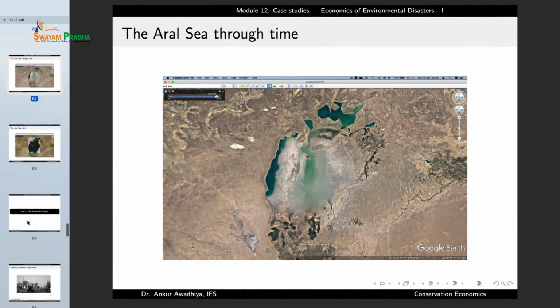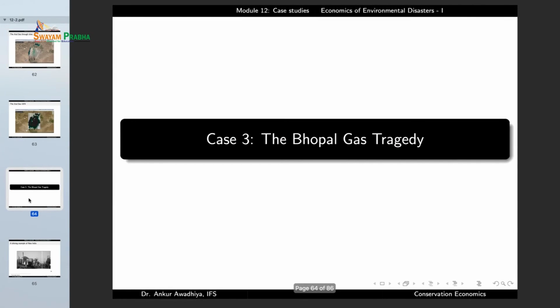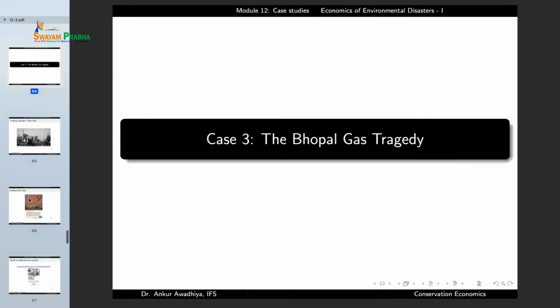And this all happened because people were looking at the short term benefits and not the long term environmental damages. The third case study we'll look at is the Bhopal gas tragedy in our country.